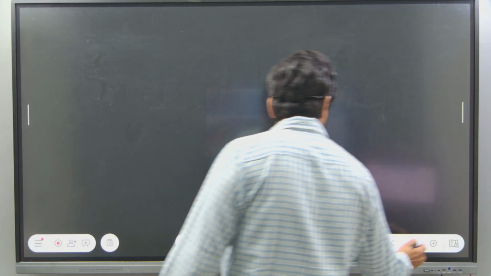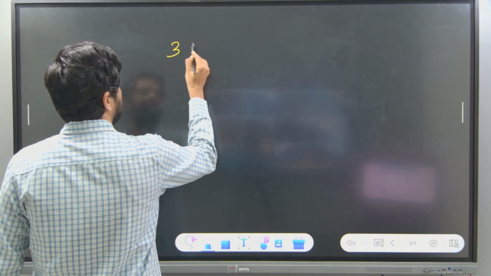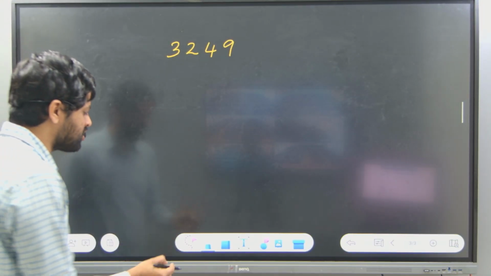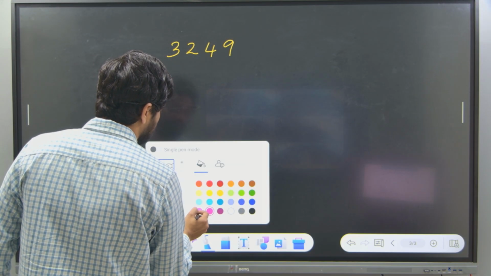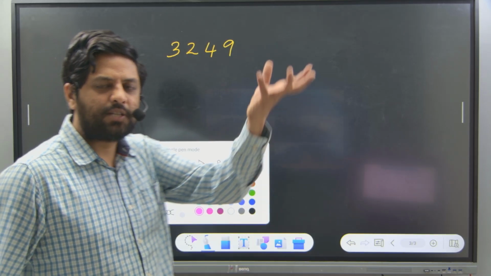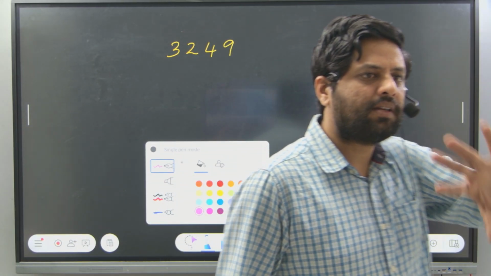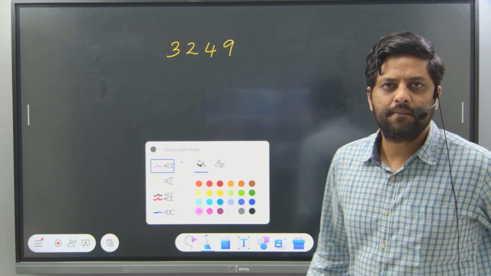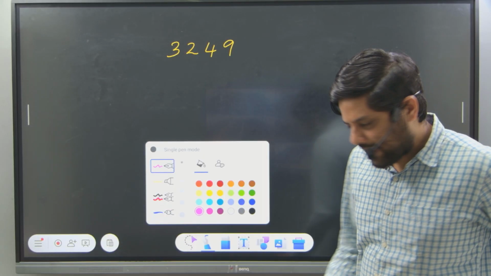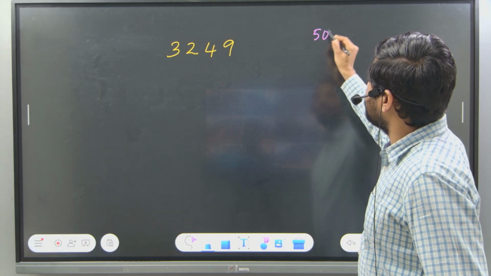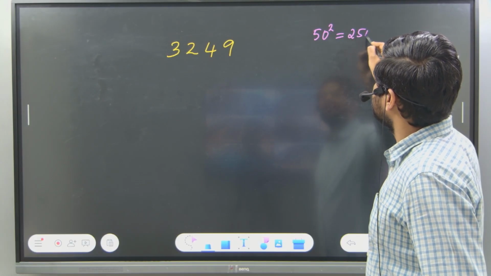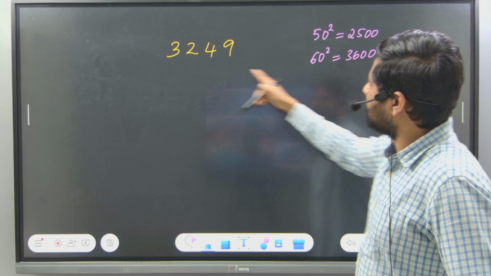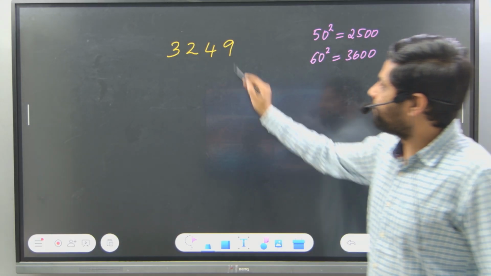So next you have, say, 3249. 3249 lies between what and what? That's the first thing you need to check for. Like 10 square and 20 square, 20 square and 30 square, like that you need to decide. It lies between 50 square and 60 square because 50 square is how much? 50 square is 2500. 60 square is 3600. So the number lies between that.